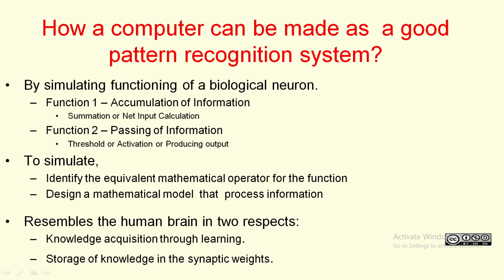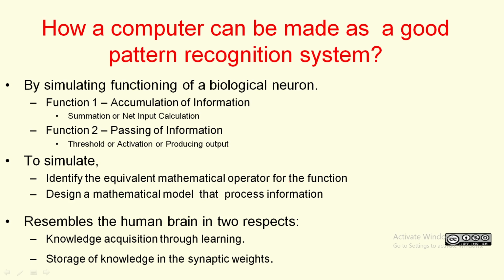In order to make this computer a good pattern recognition system, what you should do is simulate the function of a biological neuron. As I said, what is the function of a biological neuron? One is accumulation of information, that is the first function. What is the second function? It is nothing but passing of the information. In order to make it a mathematical operation, so that we can create an artificial version, function 1 may be treated as an operation equivalent to summation or net input calculation.